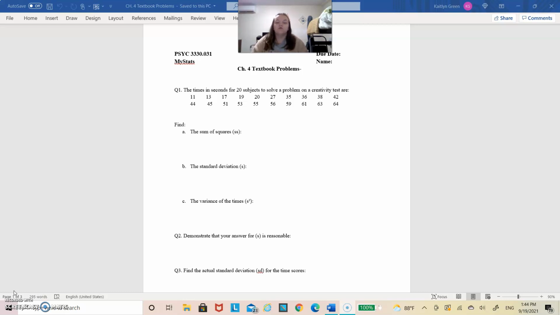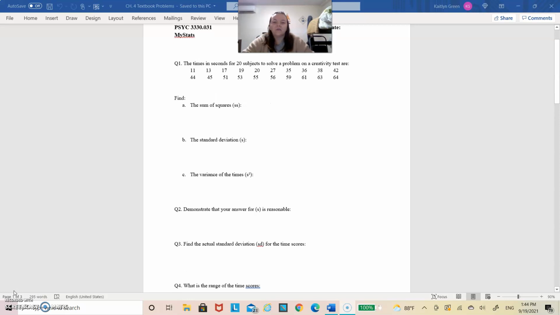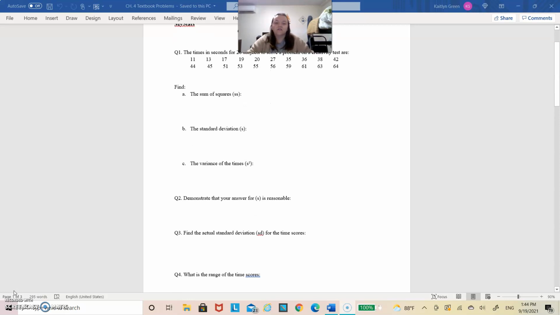As you can see here, I do have the clean copy of the questions that we were assigned, but I will be reading from the page that I printed off, which has all of my work and notes on it. So, question 1 shows the times for 20 subjects that are trying to solve a problem on a creativity test, and it wants us to find the sum of squares, the standard deviation, and the variance of the times.